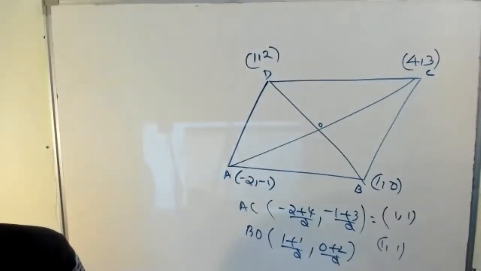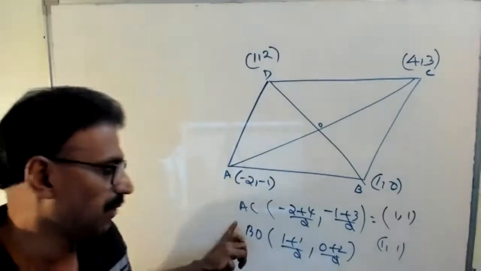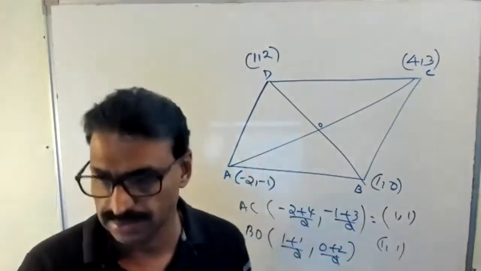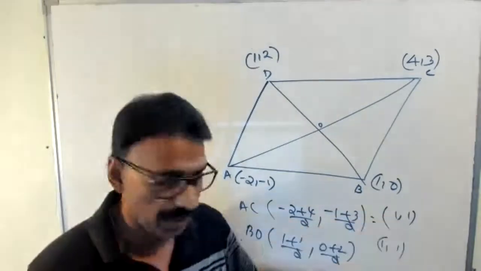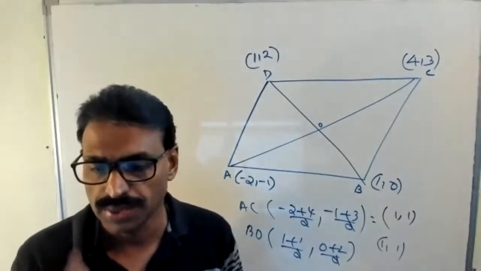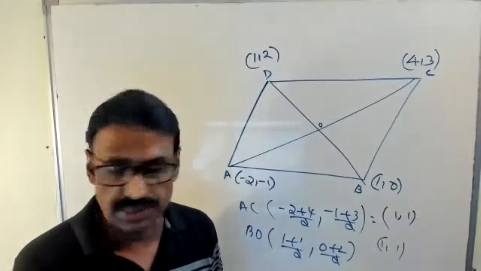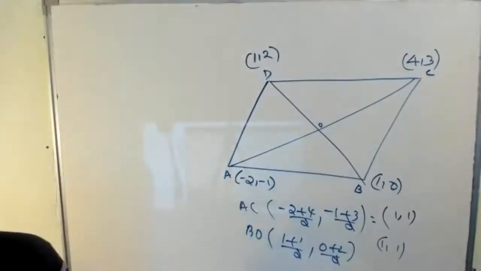Clear now? You first find the coordinates of the midpoint of AC. Then find the coordinates of the midpoint of BD. Same point. Then write, since the coordinates of midpoint of AC and BD are the same, ABCD is a parallelogram. This is the easiest way to show the parallelogram. Okay. Right first.